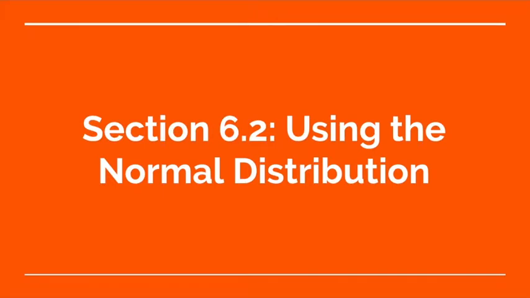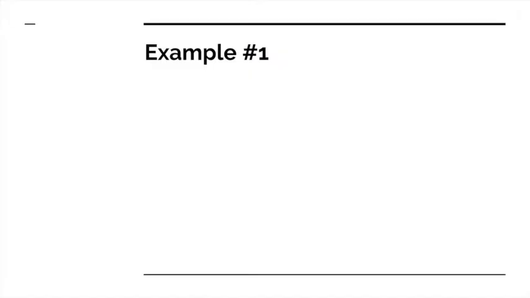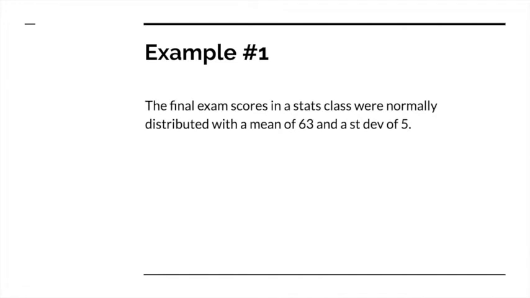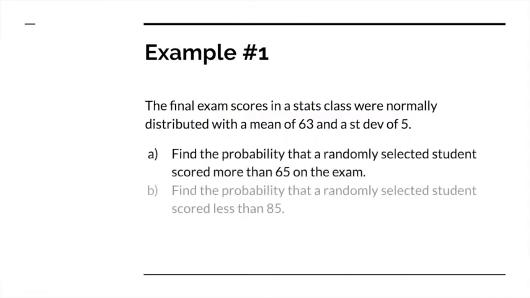Section 6.2 is called using the normal distribution, and basically all it involves is some examples that we're going to work together on: how we can answer probability questions, how we can find things like percentiles. In example number 1, we have final exam scores in a stats class. The mean is 63 and the standard deviation is 5, so those are pretty bad scores.